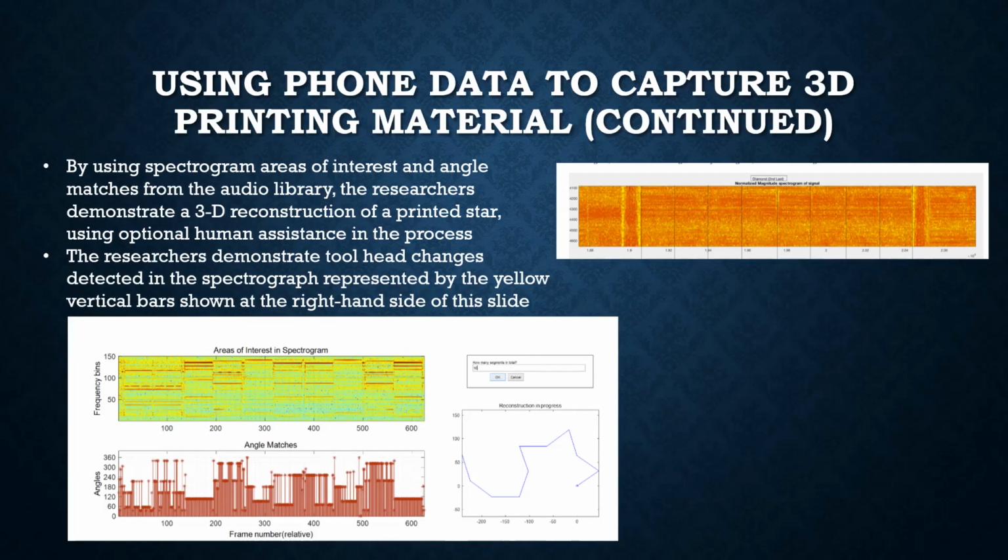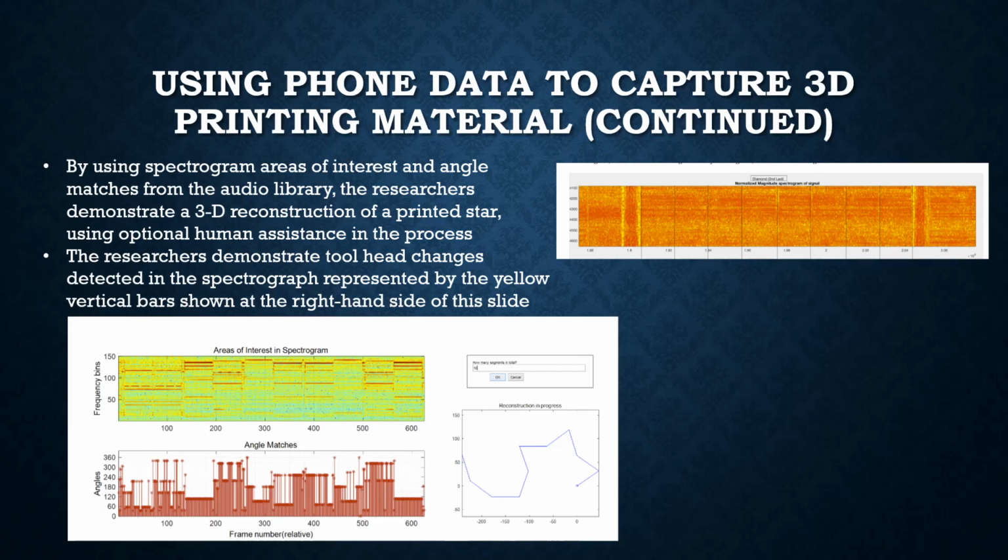So now that they've grabbed a lot of background data and created this audio library, they can use phone data to capture the 3D printing material, and let's talk a little bit about that more in continuation. By using a spectrogram, areas of interest and angle matches from the audio library, the researchers in this paper demonstrate a 3D reconstruction of a printed star, first of all. So imagine just a three-dimensional star-shaped object.